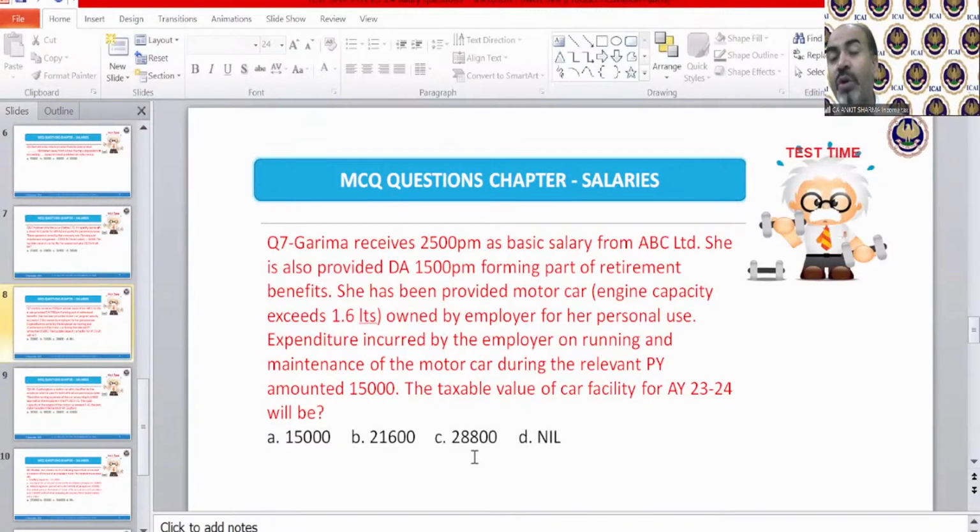Garima received 2,500 rupees per month as basic salary and DA is 1,500 rupees per month. So you need to tell me the correct option out of these 4 for this question. Question number 7. Let's see.